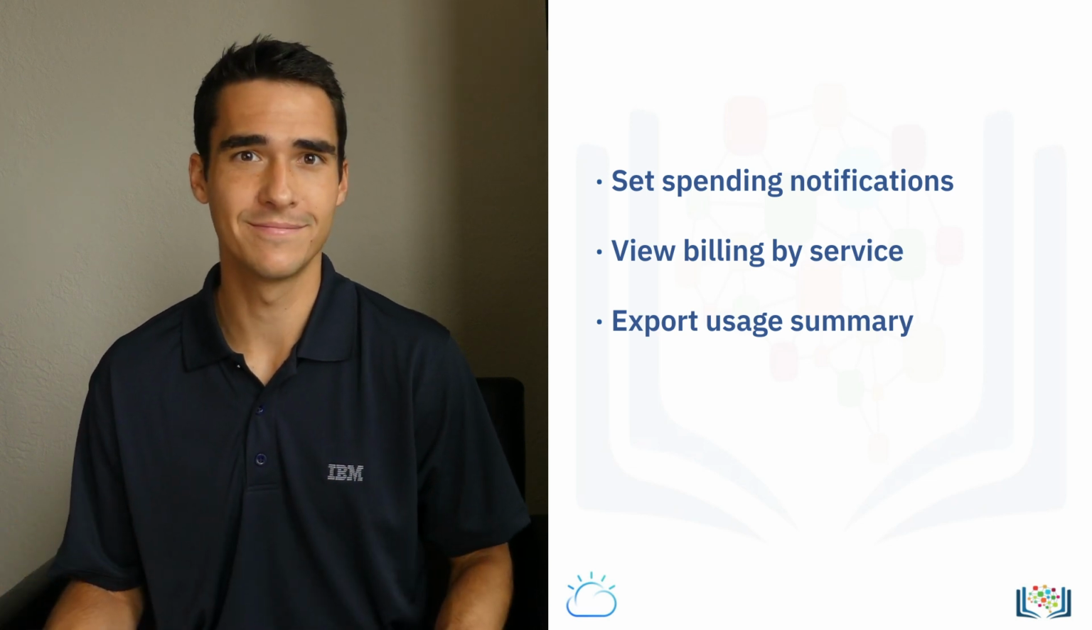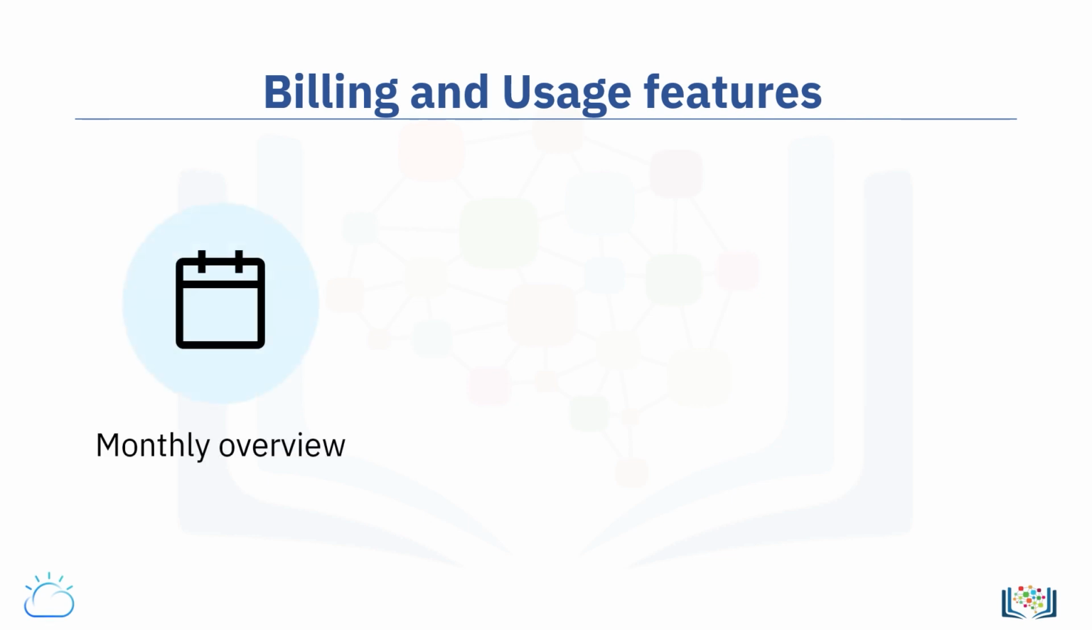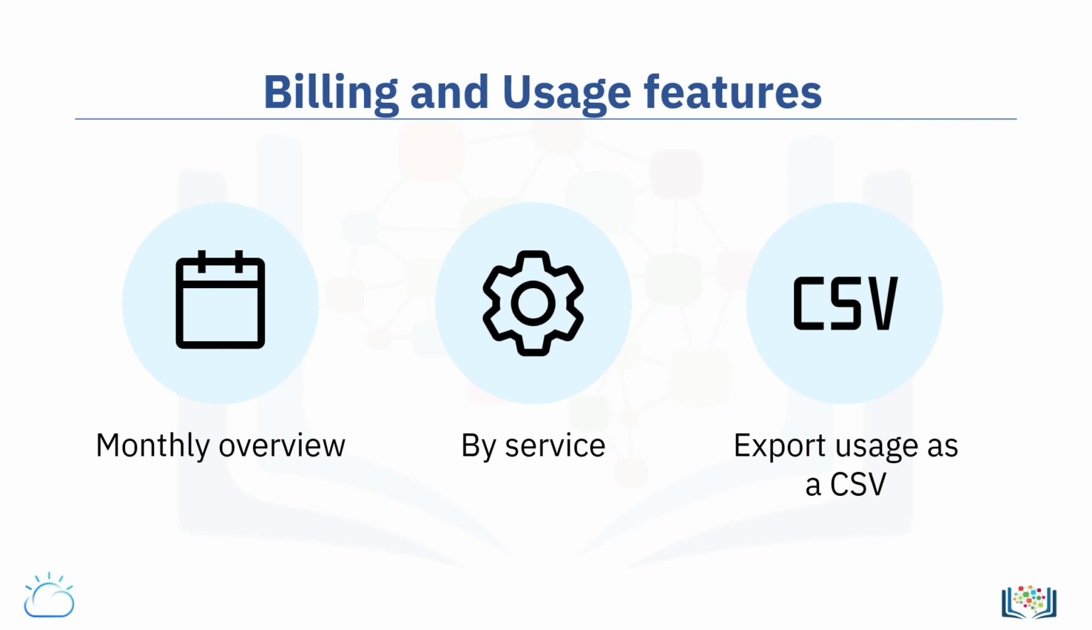Let's get into it. Billing and usage enables you to view detailed information about your IBM Cloud spending. You can view billing by getting a monthly overview, or you can view it by specific service, and you can also export your usage as a CSV file. Next, we will take an in-depth look at billing and usage through a demo with the IBM Cloud console.